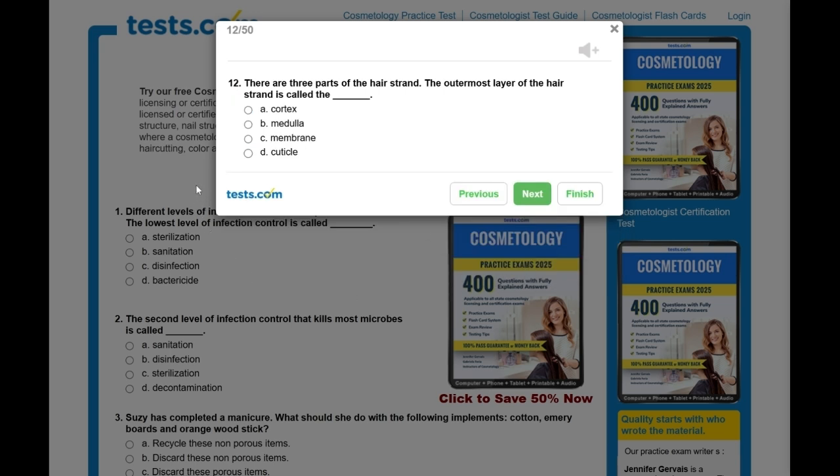Question 12. There are 3 parts of the hair strand. The outermost layer of the hair strand is called the A. Cortex, B. Medulla, C. Membrane, D. Cuticle.